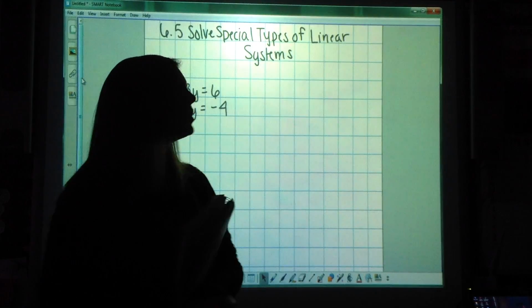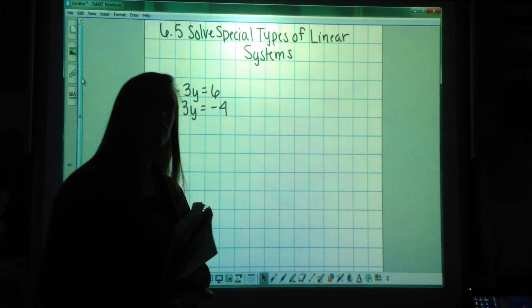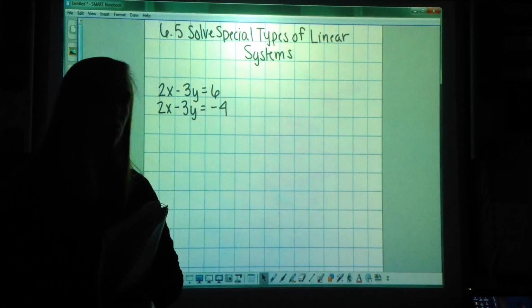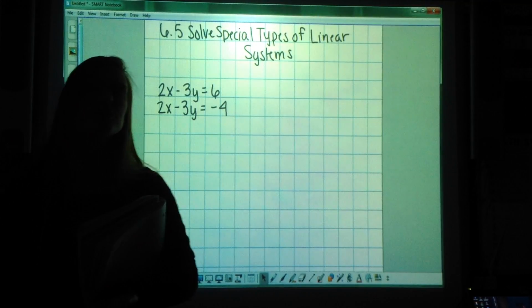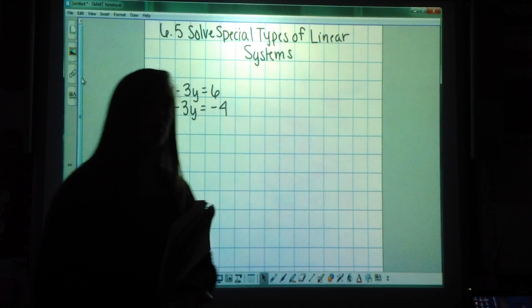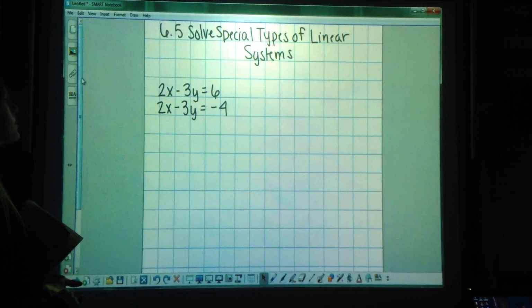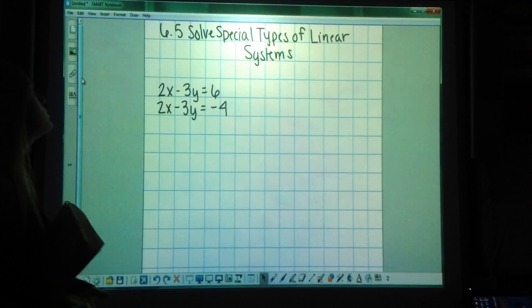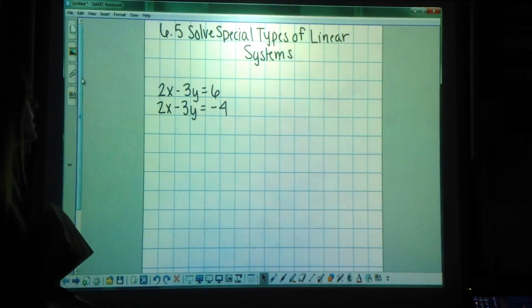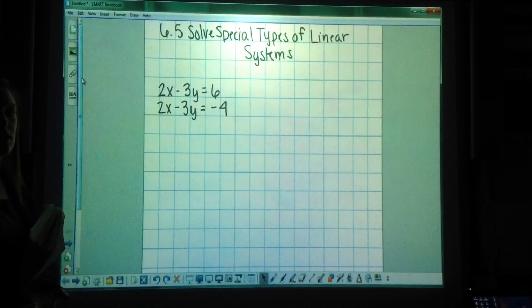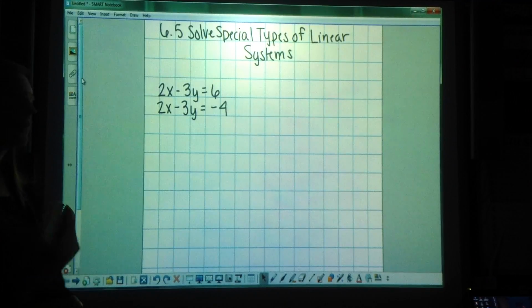and no solutions. So I'm going to put a linear system on the board, and I'm going to use all 3 methods to solve this to show you what it's going to look like if you get many or no solutions. So let's start with this linear system. 2x minus 3y equals 6, and 2x minus 3y equals -4. We're going to start by graphing this.